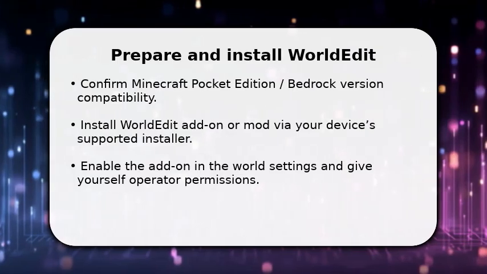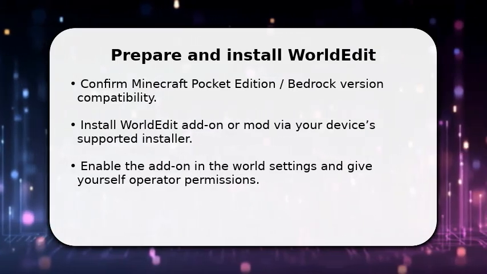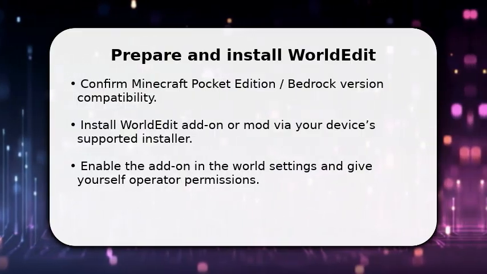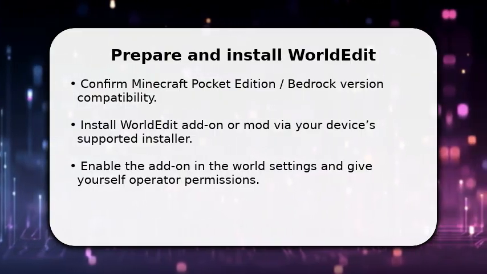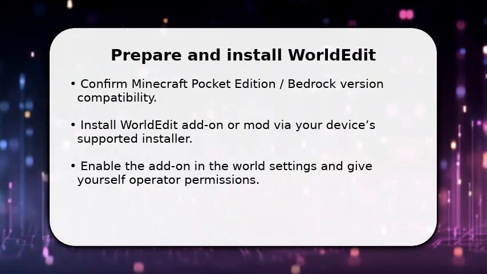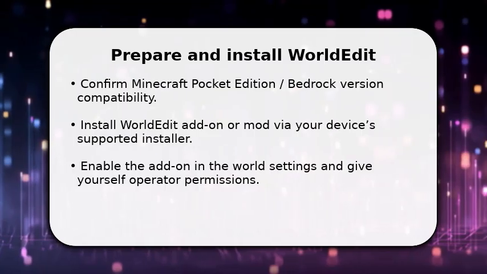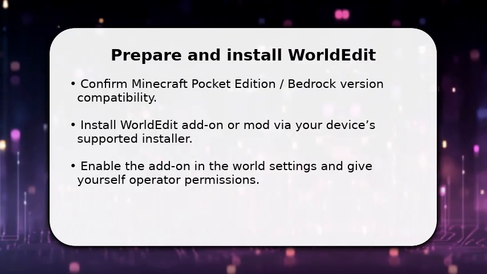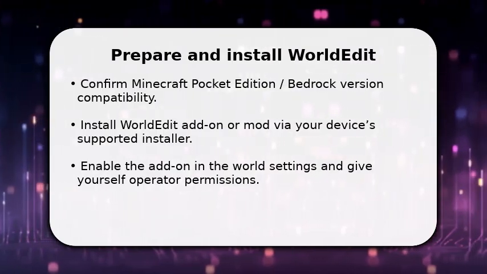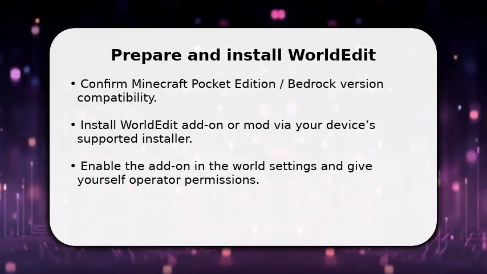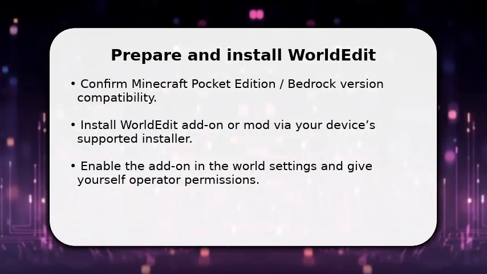Enjoy the video. You begin by confirming your Minecraft Pocket Edition version matches the Worldedit add-on. Compatibility avoids crashes. Next, install the add-on using your device's supported installer and enable it inside the world's behavior/resource packs. Make sure you are an operator in that world so commands work. Once done, relaunch the world and test a simple command like //wand to verify the tool appears in your inventory. If it does, you're ready to select.